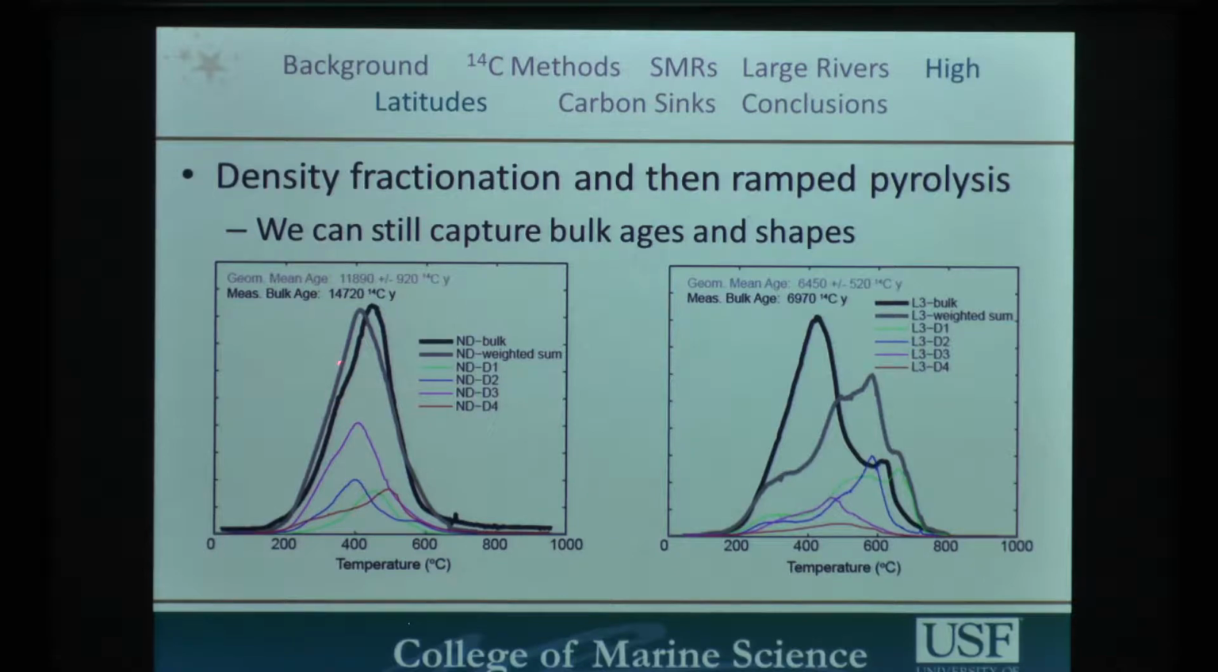If we add them up together, in some cases we get a good shape, and in some cases we get a good match of the bulk age. This is sort of a mixed result. We would have liked this shape match on both of them. The gray is adding up all of these curves, and the black is just measuring the bulk sediment without separating by density. This one didn't go so well in terms of that, but the ages matched up very well. This one went well in terms of matching up the pyrolysis chemistry, but the ages were pretty far off.